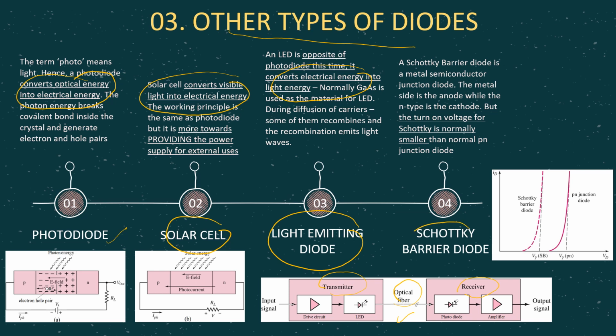Then for the fourth type, it is a Schottky barrier diode. For the Schottky, the important thing that you have to know is the turn-on voltage for Schottky is much smaller compared to the normal PN junction diode. So as we can see from here, for normal PN junction diode, maybe V gamma equals 0.6 or 0.7 volt, but for Schottky barrier diode, it is much lower, which is actually an advantage because we just need to supply small voltage to turn on the diode.